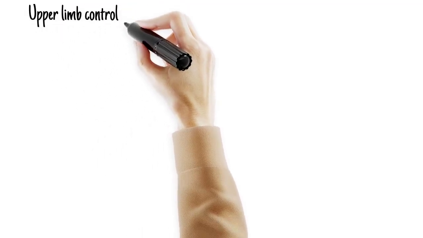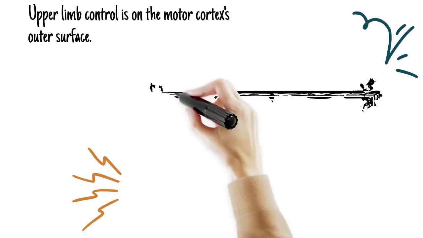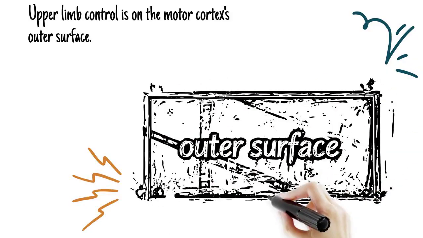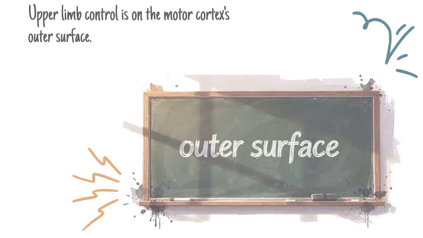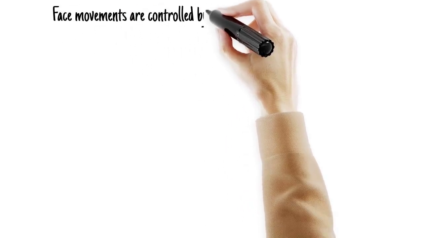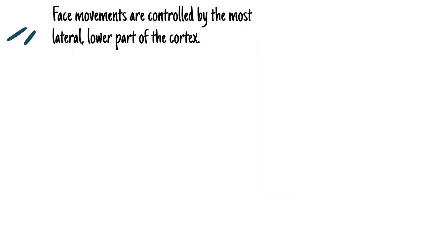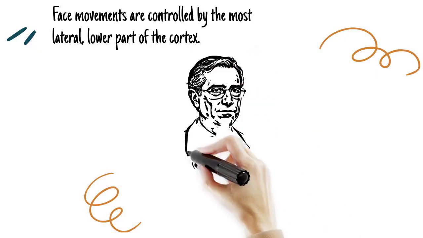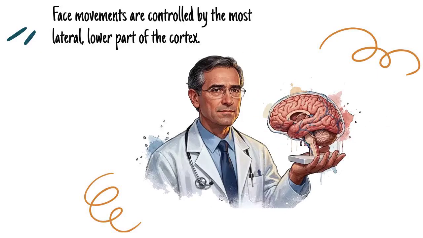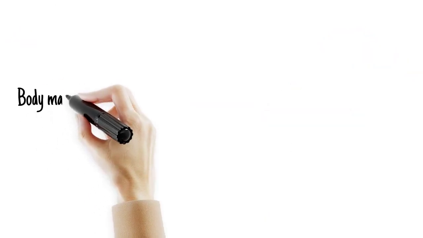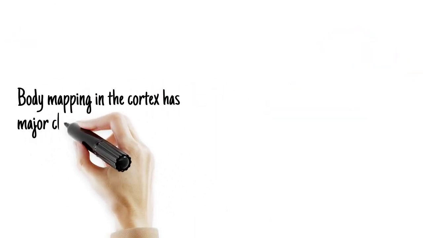The upper limb representation occupies the lateral convexity of the motor cortex, meaning the outer surface of the brain. The face representation is the most lateral and inferior, positioned toward the bottom outer edge of the motor strip. This body map has enormous clinical relevance.